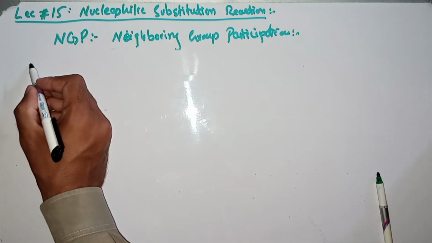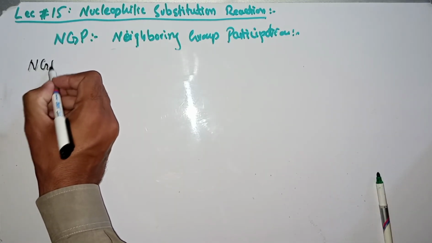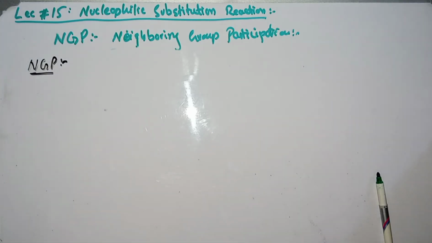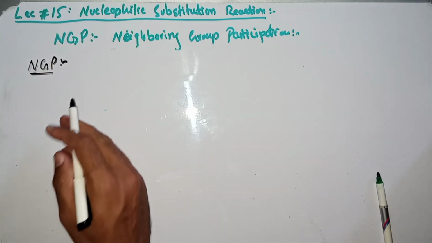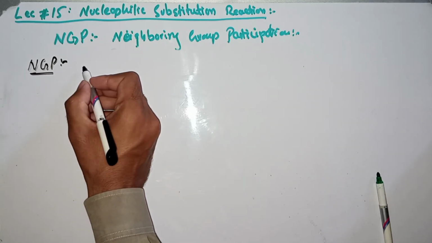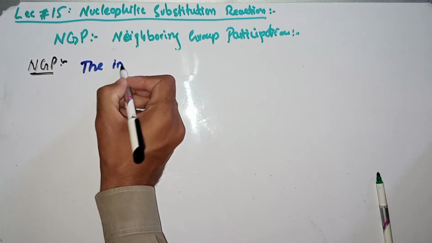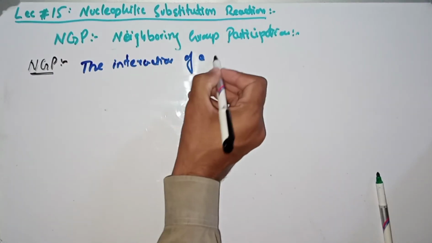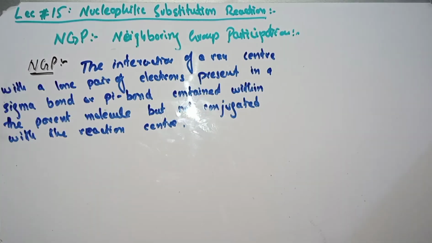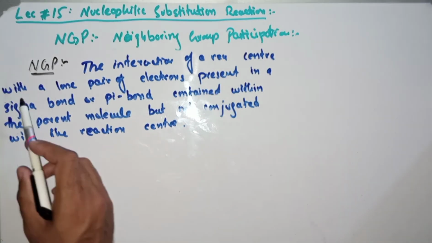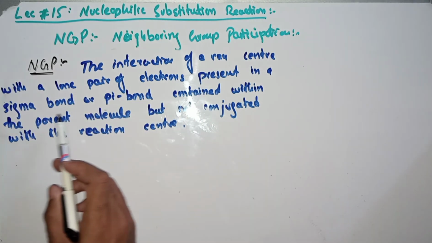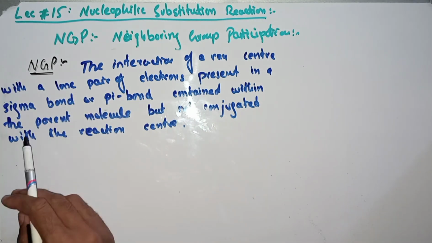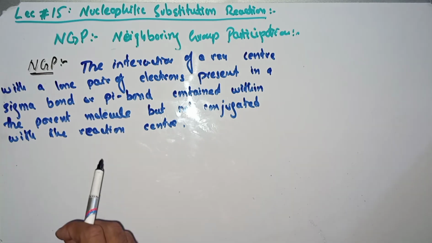So, how can you define NGP, neighboring group participation? Let's start. In organic chemistry, NGP has been defined by IUPAC as the interaction of a reaction center with a lone pair of electrons present in a sigma bond or pi bond contained within the parent molecule but not conjugated with the reaction center.